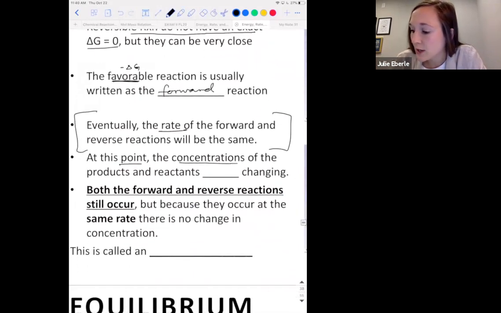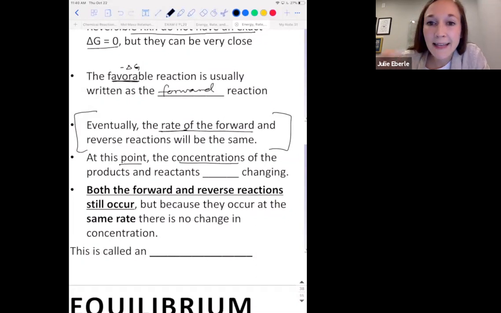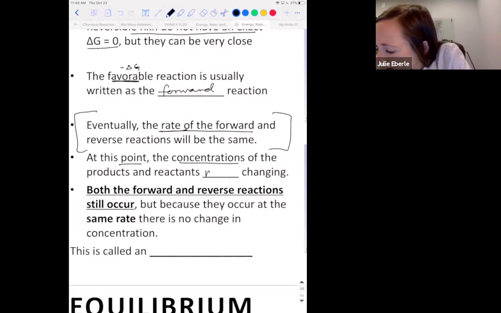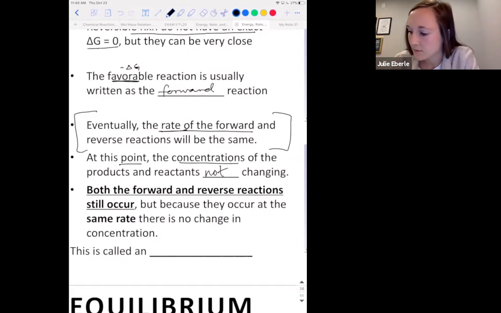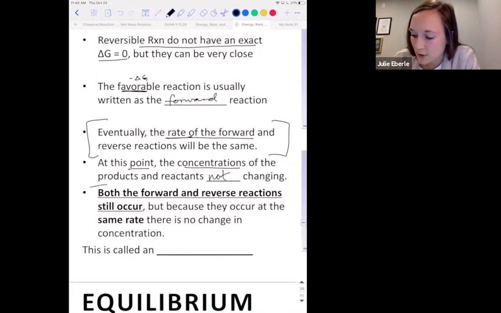At this point, the concentrations, and I'm going to define the word concentration. I actually haven't defined that word, and that's a very, very chemistry word. So we'll actually define that in a little bit. But what it's saying is, whenever you're making C and D, and you're also remaking A and B, at that rate, the concentrations of the products and reactants are not changing. That's like an incomplete sentence. It should say: at this point, the concentrations of the products and reactants are not changing. Okay.